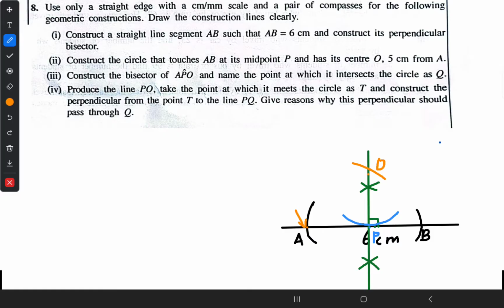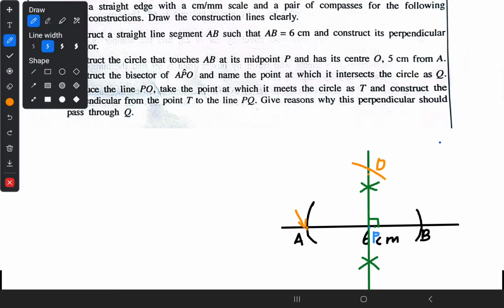What we did was, we just measured 5 centimeter by using our compass. Place your needle at here and draw an arc. We know that the center of the particular circle is located on the perpendicular bisector. So where this arc and perpendicular bisector intersect, that would be the location of the center of that circle. And here this is touching this AB line at P. Okay, at point P.